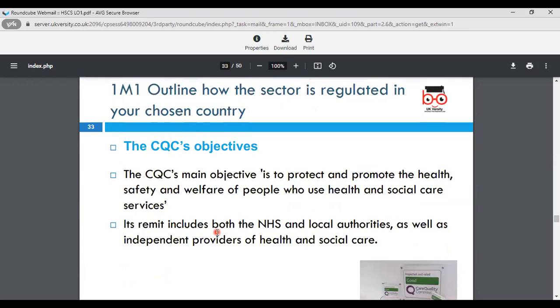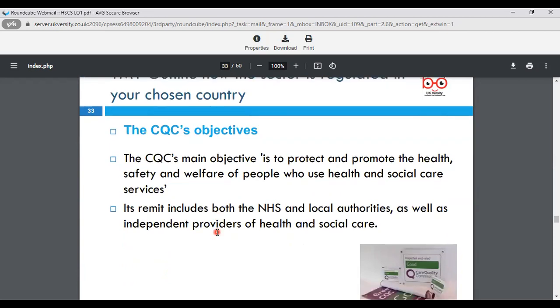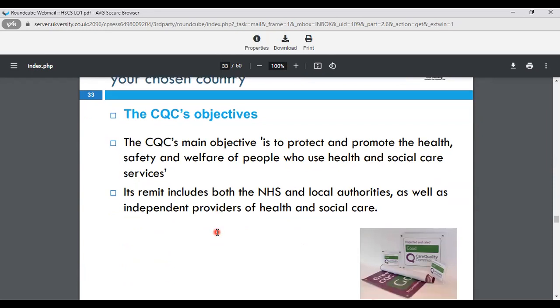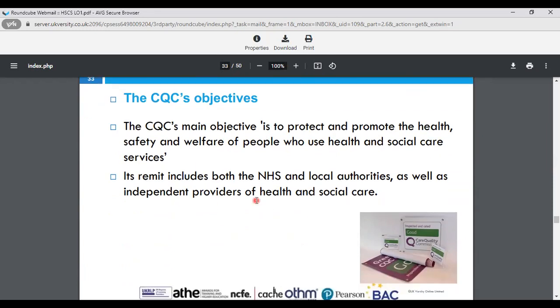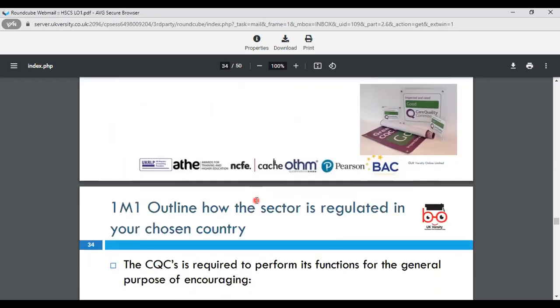The main objective is to protect and promote the health, safety and welfare of the people who are using health and social care services. Its remit includes both the NHS and local authorities, as well as independent providers of health and social care. So it's not just concerned with the NHS. It works with local authorities such as the council as well, and other independent providers such as the dental departments, for instance. So it's concerned with a lot more. It's not just the NHS that it works with.